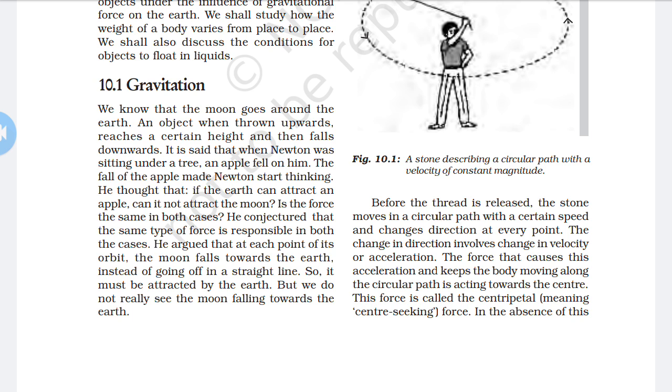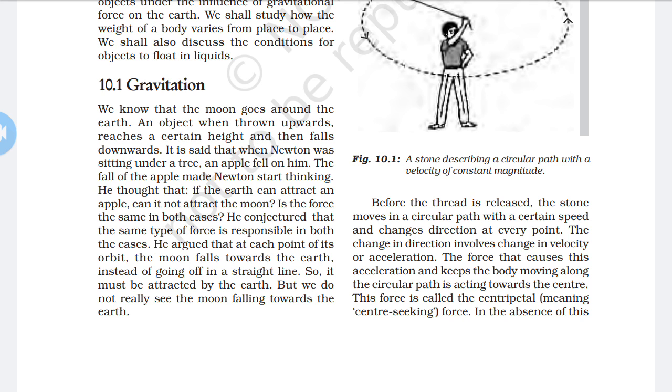Now, gravitation. As we know, the moon revolves around the earth, and objects thrown in the upward direction reach a certain height and then fall downward. If you throw a tennis ball or any plastic ball into the sky, it attains a certain height, and afterwards it comes in the downward direction.